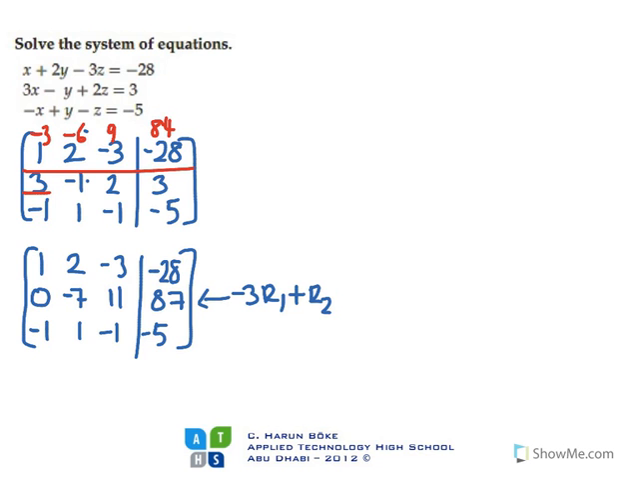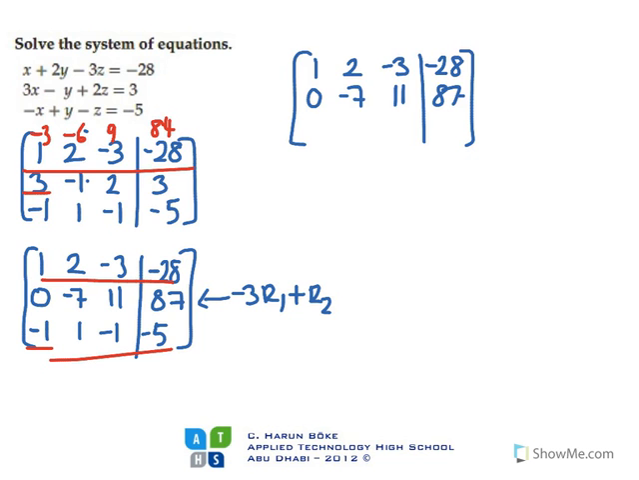Now I have -1 here, so it's okay if I add the first row to the third row. So what I'm going to have is 1 minus 1 is 0, 2 plus 1 is 3, -3 minus 1 is -4, and -28 minus 5 is -33.